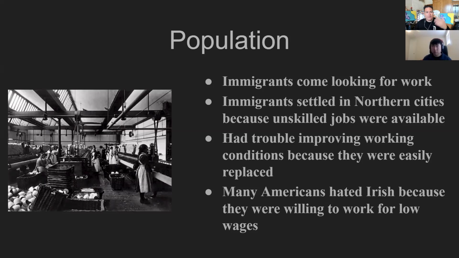If there is a new ship of immigrants coming into the North every single week, then if you complained about your job, if you didn't like your working conditions, heck, if you just lost your hand in a machine, then they could fire you.